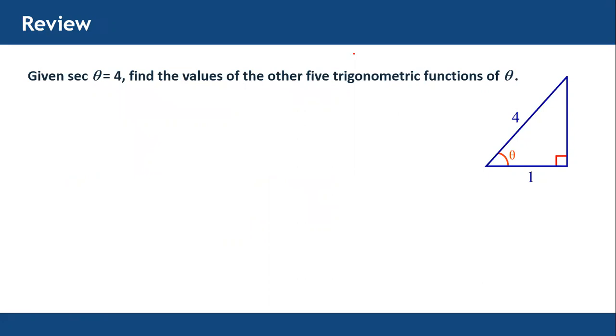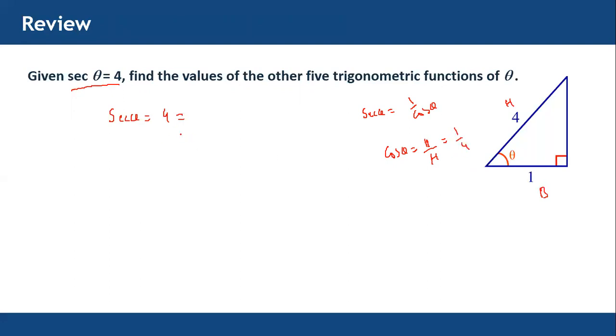Okay, for example, you can see one right angle triangle is given, and the condition is secant theta is equal to 4. So we know, what is secant theta? Secant theta is equal to 1 over cos theta. And we know that cos theta is base divided by hypotenuse. What is hypotenuse here? 4. What is base here? 1. This means 1 over 4.